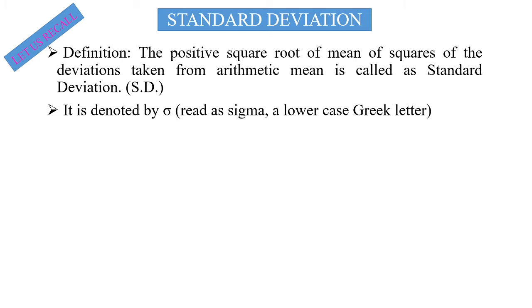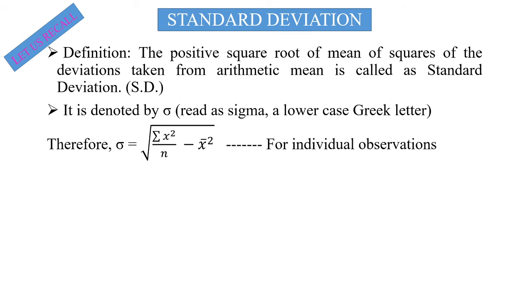Standard deviation means the positive square root of the mean of the squares of the deviations taken from the arithmetic mean. Standard deviation is denoted by sigma. And we have learned a formula for individual observations, that is, standard deviation sigma is equal to under root summation of x square divided by n minus x bar square.